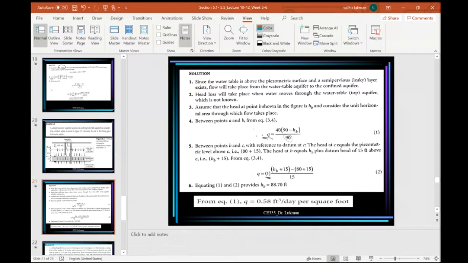And once we find the head, we can substitute in either equation 1 or 2 to find the flow rate per unit area. And when we do that, we have 0.58 feet cubed per day per square foot. This is because small q is capital Q over area, so that is why we have this per square foot. Is that clear?